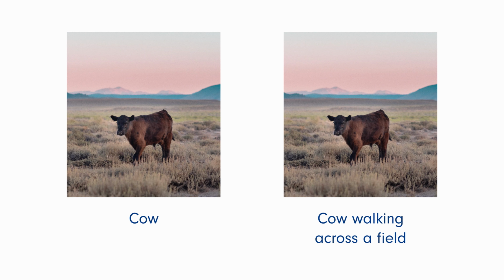Remember, context is everything to the user, so try your best to describe what's happening in the picture as best as possible. For example, if there's a picture of a cow, don't just write cow in the alt text. Describe what it's doing. Maybe it's grazing on some grass or walking across the field. You get the idea. And that's it. 5 really simple tips to get you and your designs closer to being accessible and meeting the WCAG requirements.